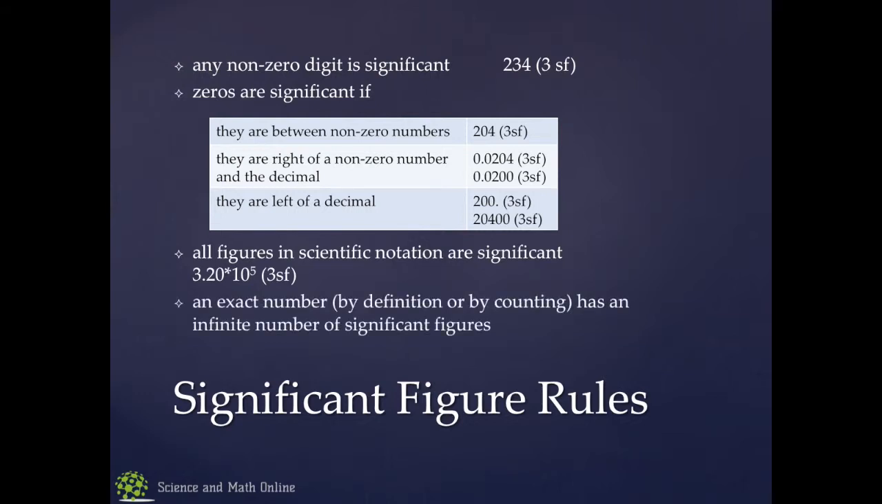And any exact number, by definition or counting, has an infinite number of significant figures. So for example, a dozen eggs is 12 eggs exactly. So you could say 12.000000, as many zeros as you need. And that's how many significant figures it would have. Okay? Or if something's exact, like 1 foot is exactly 12 inches. That 12, once again, would have infinite significant figures. Or 1 yard is 3 feet. Exact. 1 kilometer is 1,000 meters. Exact. Okay? If it's exact, then it has infinite significant figures.